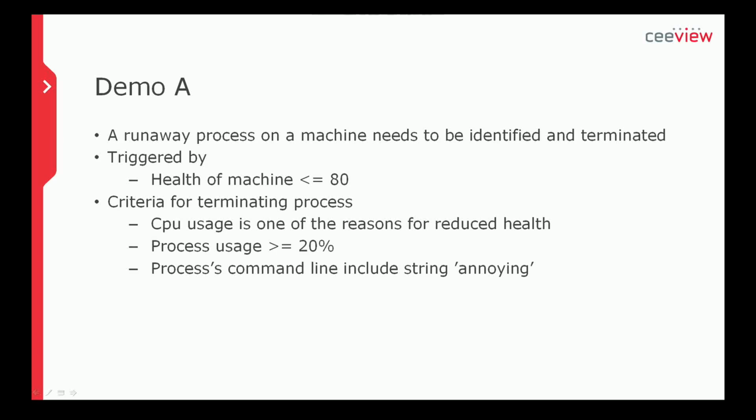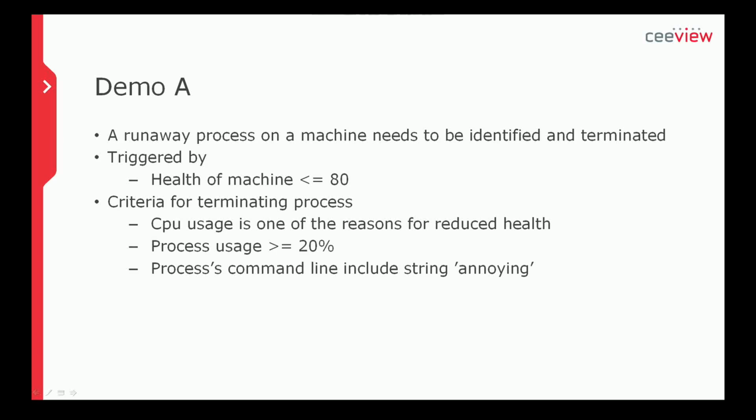Our first demonstration is based on a scenario where we have a machine with a runaway process. We need to identify the process causing the high CPU usage and evaluate whether to terminate this process. We want this action to be triggered by a reduction in health for the machine. And there will be additional criteria for terminating the process. One of them is that high CPU usage needs to be one of the reasons why the health of the machine has been reduced.